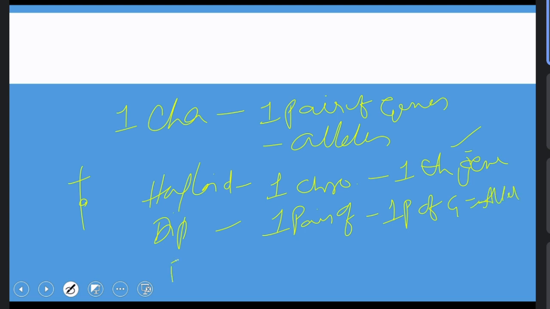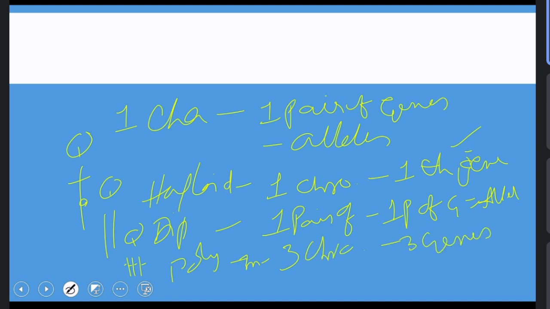If it is a polyploid individual, that means in haploid there is only one chromosome, in diploid two chromosomes, and in triploid the same chromosome is represented 3 times. So how many loci will be there? 3 loci will be there. That means there will be 3 genes. If it is a tetraploid, there will be 4 chromosomes and there will be 4 genes.